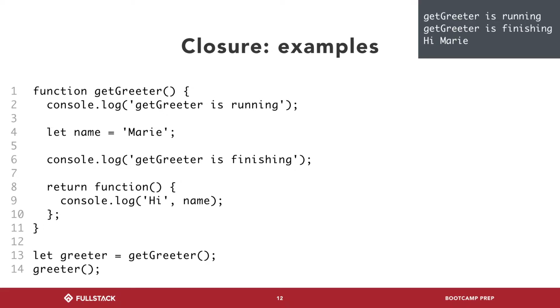Okay, so when we run this now, line 2, line 6, getReader is running, great. getReader is finishing, great. And then lastly, when we run line 13, we get getReader is running, getReader is finishing. When we run line 14, we actually get the hi Marie on the third output line there. Everyone good? Cool. All right.